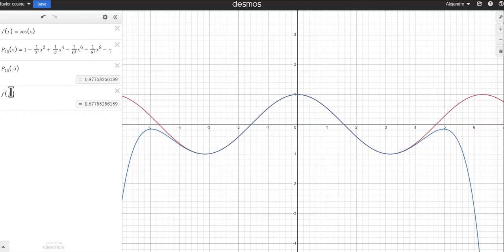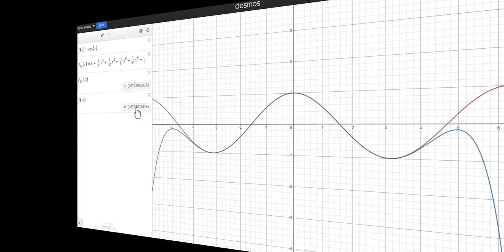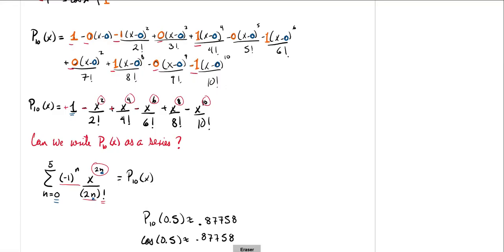What would be the function value at 0.5? Well, the function value at 0.5 was 0.8775. And what about the polynomial approximation? The polynomial approximation was also 0.8775. So you see, these two answers are practically the same, so it's a very good approximation. Okay, let's write down our answers in our notes. So here are the values.